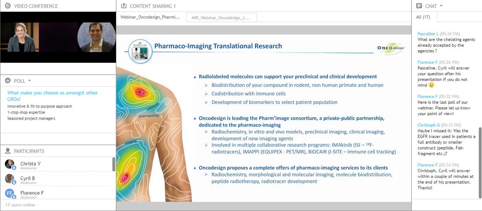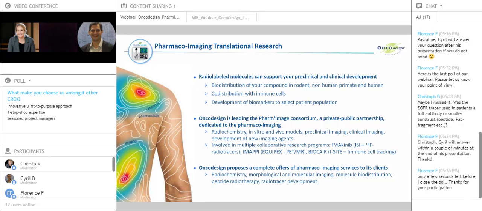And our expertise has been built through different consortia that Oncodesign is leading. PharmImage, first of all, which is our local network, as I mentioned at the beginning of the talk, that goes from chemistry to clinical imaging. We have experts in radiochemistry, in vitro and in vivo models, preclinical imaging, clinical imaging, and development of new imaging agents. And we have multiple collaborative research programs within this consortium.